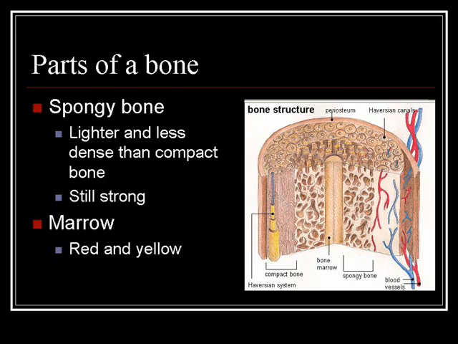Red bone marrow is where red blood cells are produced, and yellow bone marrow mostly consists of fat, and the main function that I have been able to find is that it's a place to store fat.